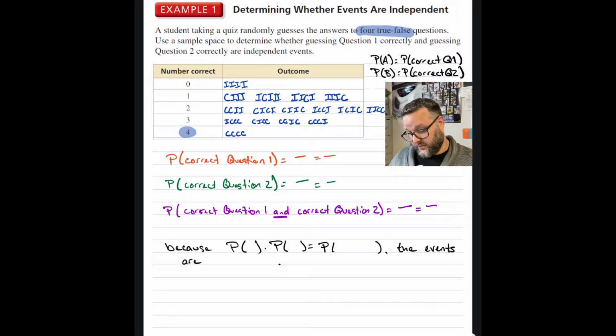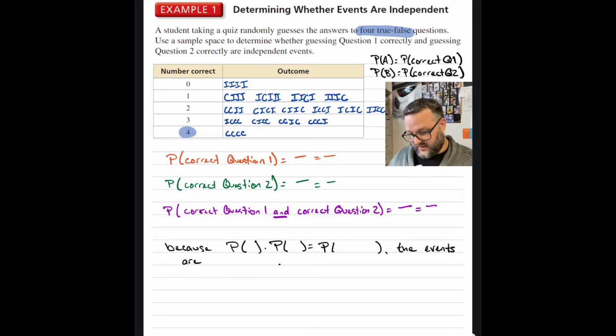So what we're looking for, we're actually taking an example that we did in 9.1, and we have the same chart. Students taking the quiz randomly guess the answer to 4 true or false questions. Use a sample space to determine whether guessing question 1 correctly and guessing question 2 correctly are independent events. In this case, we're going to check if they are.